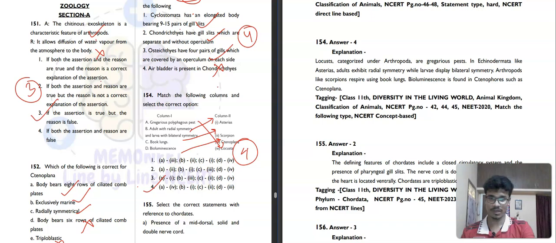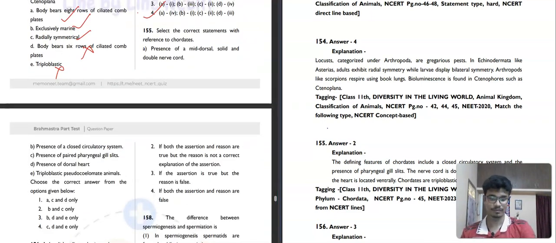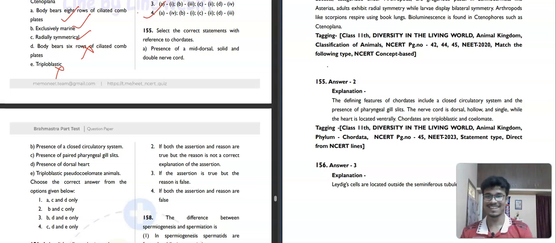Moving to the next question, question number 155. Which is the correct statement with reference to chordates? Presence of a mid-dorsal, solid and double nerve cord: no, this is not correct because the nerve cord is dorsal, hollow and single. Our heart is ventral. Presence of closed circulatory system, correct. Presence of paired pharyngeal gill slits, correct. Presence of dorsal heart, no, they have a ventral heart. Triploblastic should not be there, no, chordates are triploblastic and coelomate. So B and C are correct only.